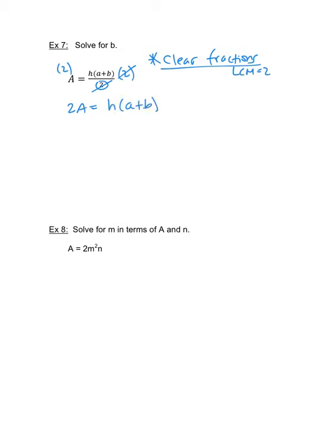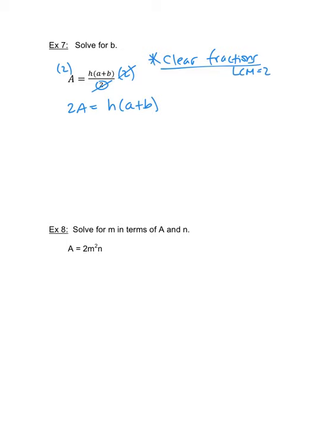We're solving for b, and the first thing you want to notice is that there's a fraction in the equation. So the first thing you need to do is clear your fractions. From now on, anytime you see an equation that contains a fraction, clear the fractions. So you're going to multiply by the LCM, which in this case is 2, because there's only one denominator. We're going to multiply the right side by 2, because that's all one term, and the left side by 2. And what happens is 2 divided by 2 is 1, so they cancel out, and we're left with 2a equals h times a plus b.